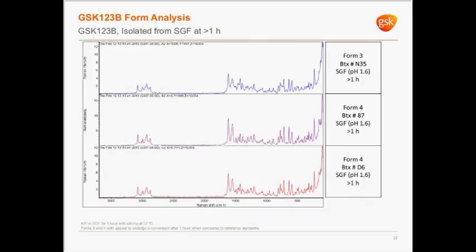In this set of spectrograms, we're looking at salt forms 3 and 4 after mixing in SGF at 37 degrees for 1 hour, or just past 1 hour. Both batches of form 4 are identical to each other, but there are some definite differences from the form 3 batch.